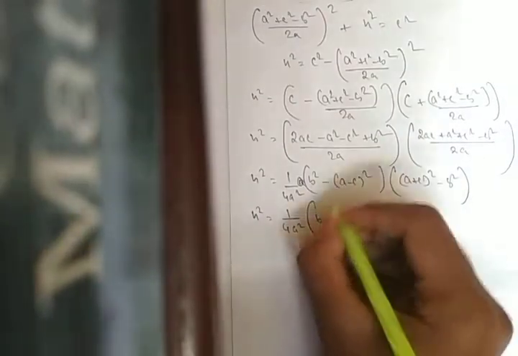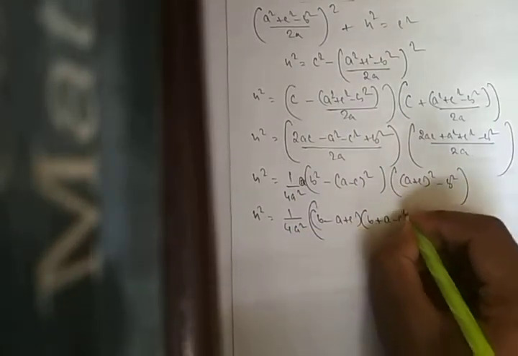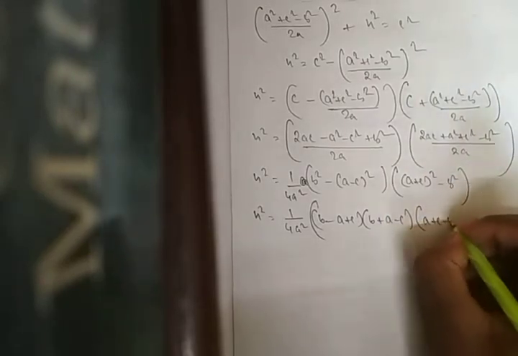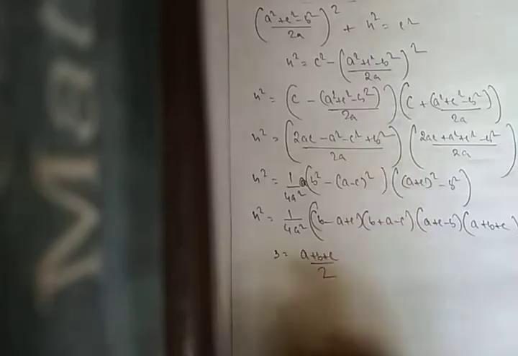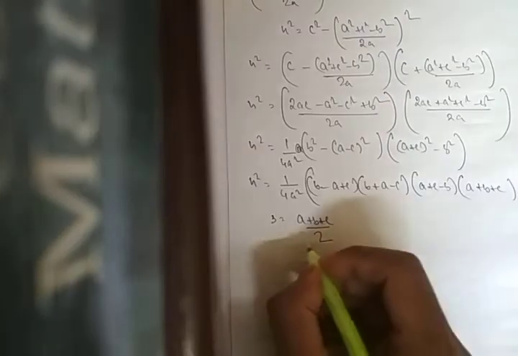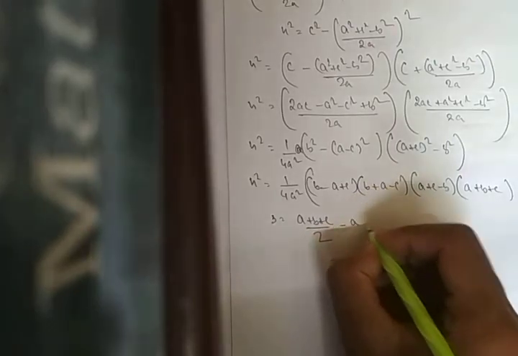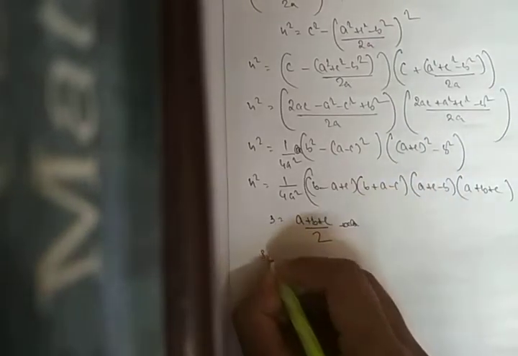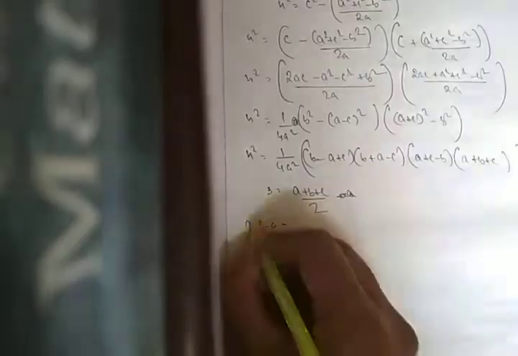See, we can write it again using a plus b into a minus b: (b minus a plus c)(b plus a minus c)(a plus c minus b)(a plus b plus c). We know s is equal to (a plus b plus c) by 2. So what is b minus a plus c? For this, you just need to subtract a from s, so let me write it with 2s.